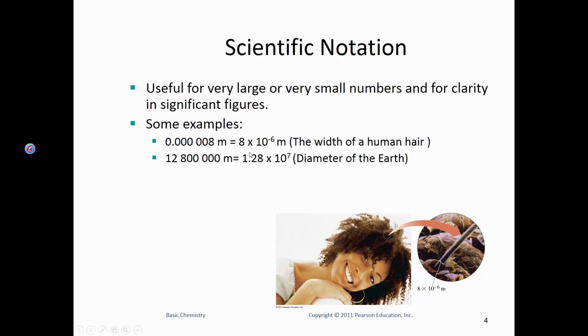Another example is the diameter of the Earth. This is a very large number, which is 12,800,000. Again, you could very easily miss one of those zeros, so we write it as 1.28 times 10 to the 7th. So we can see how these numbers might be more easy to deal with than these numbers, and we want to make sure we can get from these sorts of numbers to these sorts of numbers, and that's what we're going to talk about next.